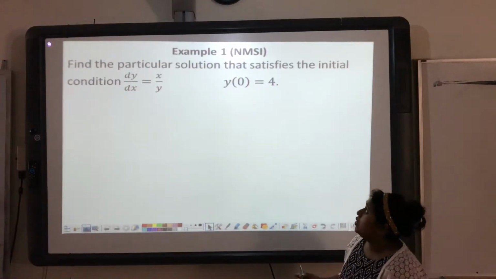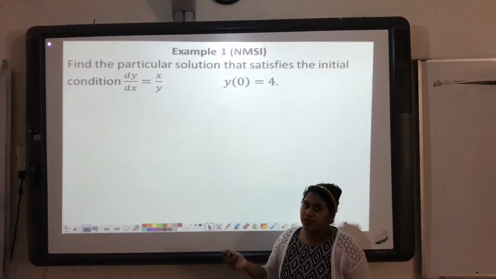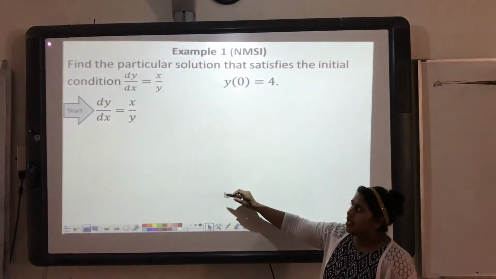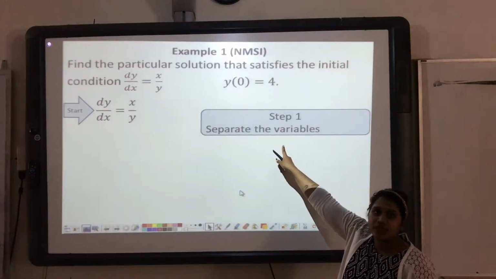is equal to x over y. So what we're just going to do is we're going to break this down step by step. So where do we start? Well, of course, we're going to start with our original formula. And what do we do next? What we're going to do is we're going to separate the variables.